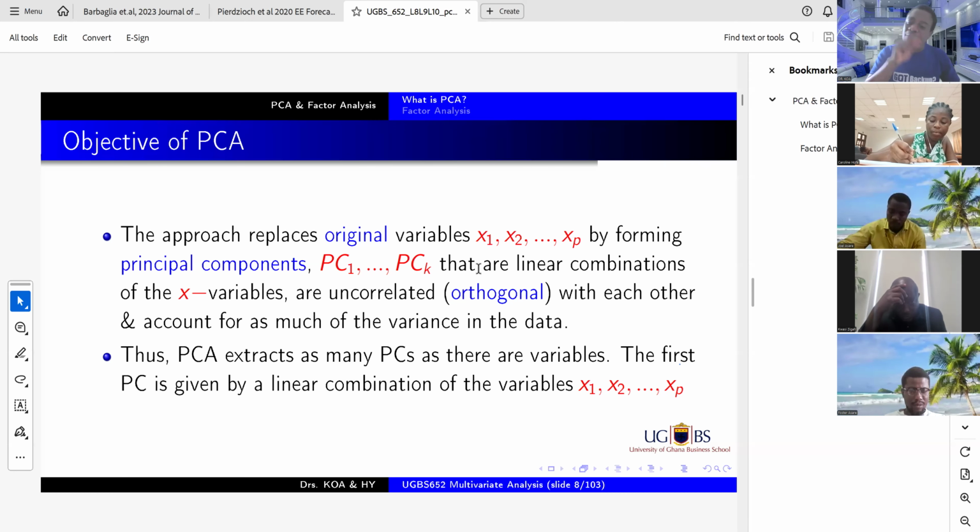But which ones are you combining? You got to combine those that are, sorry, you got to combine those that are correlated with each other to create principal components that are uncorrelated with each other. Let me repeat that. This is very important because I have an exam question on it. Okay? So you got to ensure that you are rather taking those variables, the original variables, that have high correlations.